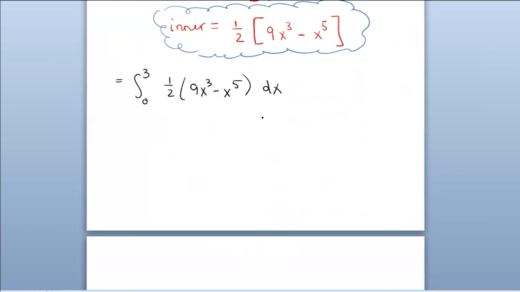Now we're just integrating like normal. We don't have two variables anymore. We're just integrating with respect to x, and that we should be pretty familiar with. So let's go ahead and integrate. So I have a 1/2 that I'm just going to pull. And now let's integrate my 9x cubed would be 9x to the 4th over 4. I'm going to minus x to the 6th over 6 from 0 to 3.